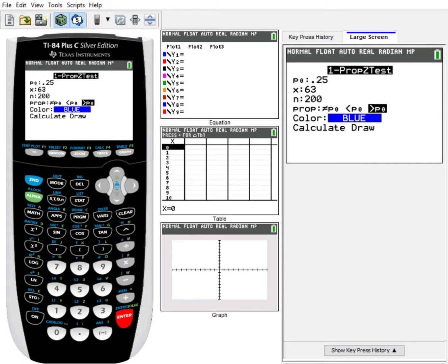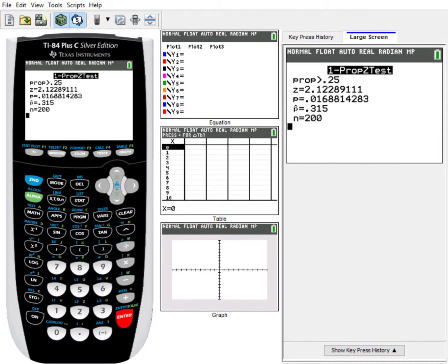So I need to push the right tail because that's what we're trying to prove. If you calculate, it'll give you the test statistic and the p-value. If you draw, you'll see that tail, the p-value, is all on the right side. So if you calculate, there is your just under 2% p-value and the test statistic.